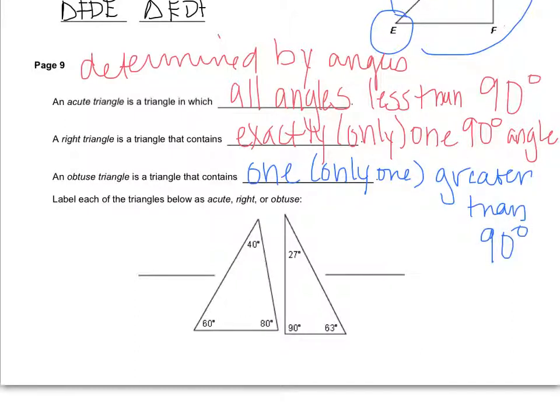So if we look at this picture here, the first one, we have angle measures of 40, 60, and 80. So we have to decide, are all of them less than 90? Is exactly one of them 90, or exactly one of them greater than 90? Well, 40, 60, and 80 are all less than 90, so that makes this an acute triangle. If I look at the next one, I have angle measures of 27, 90, and 63. So again, I have to decide, are they all less than 90? Is only one equal to 90, or only one greater than 90? In this case, I have one that is exactly 90, so that makes this a right triangle.